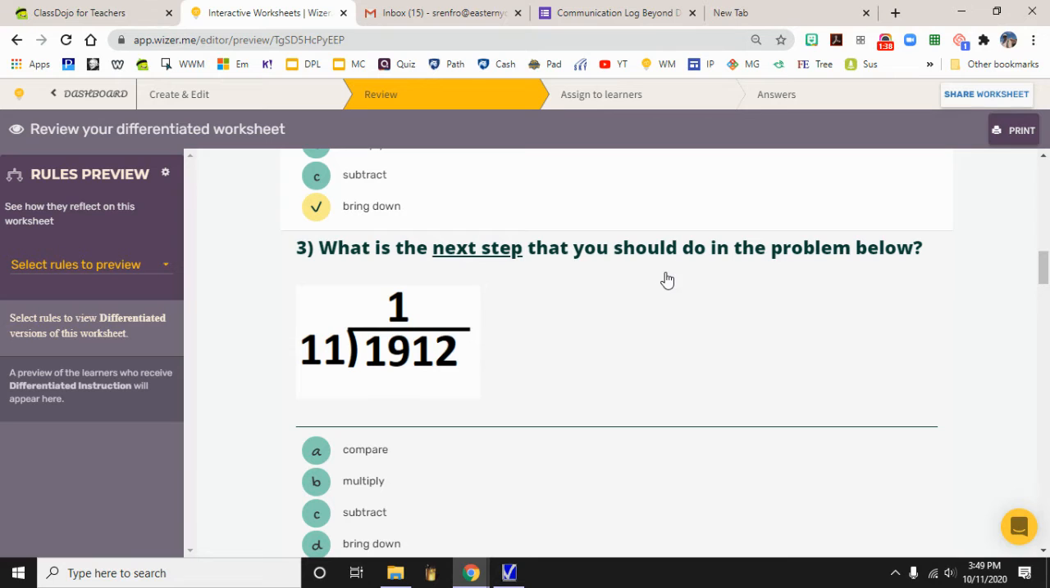What is the next step you should do in the problem below? Well, it looks like we compared the 19 and the 11. And we said, well, 1 times 11 will get me closest to 19 without going over. Now we got to multiply it. Because we compared, now we need to multiply it. Put an 11 right here.